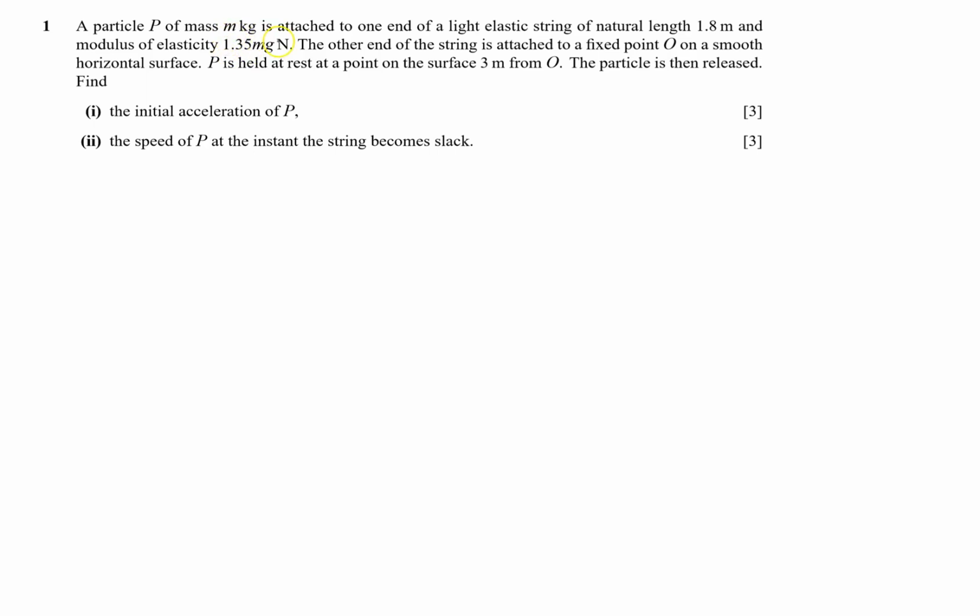A particle of mass m kilograms is attached to one end of a light elastic string, and the other end is fixed at O. So we've got O here, and the particle P here, on a smooth horizontal surface, connected by a string like so. And we've got lambda equals 1.35 mg.